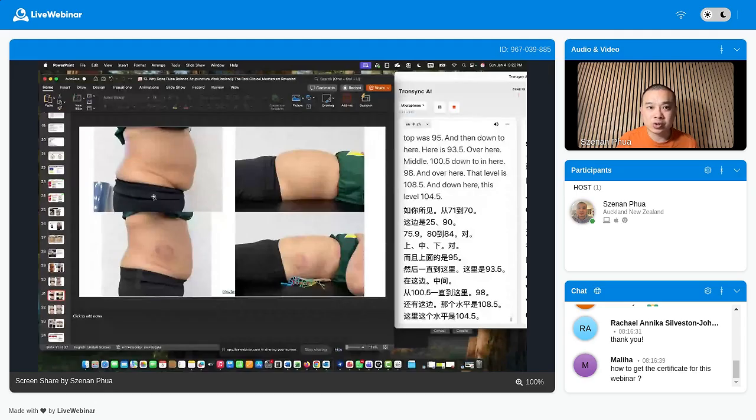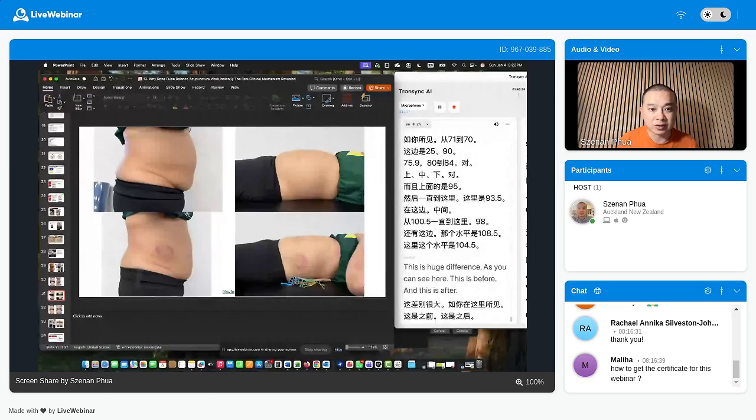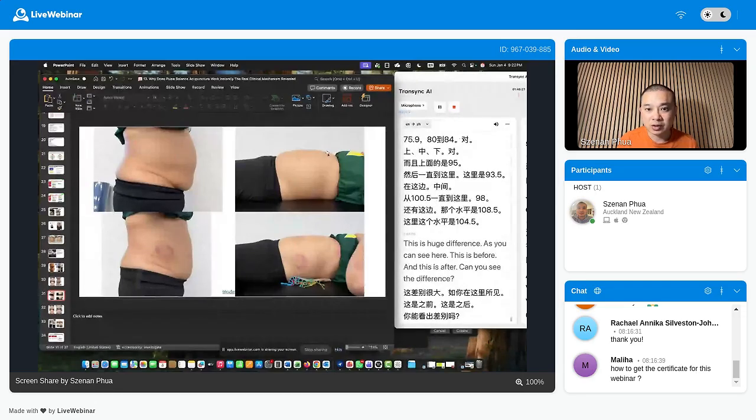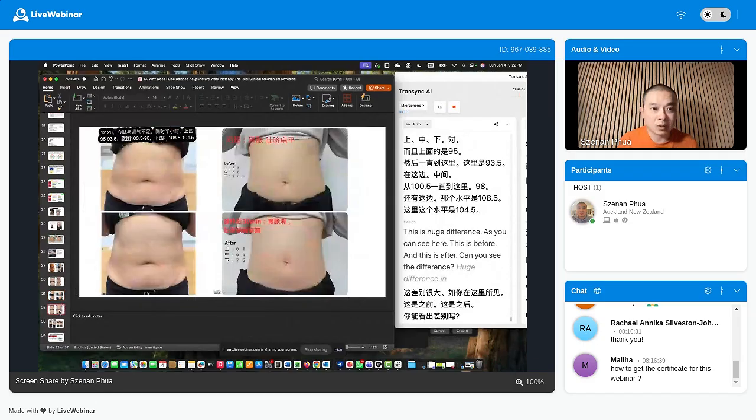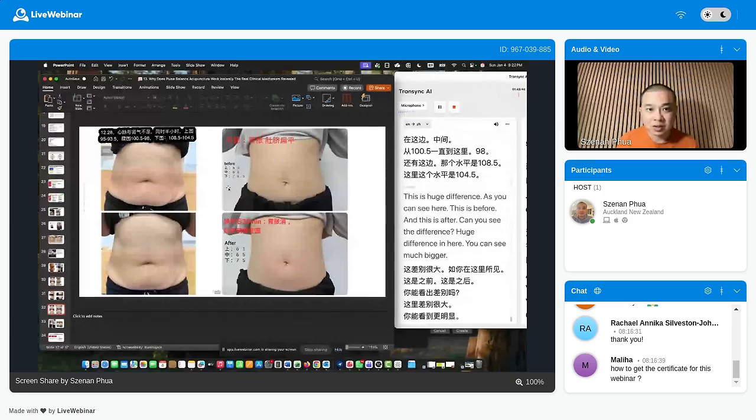This is a huge difference, as you can see here. This is before and this is after. Can you see the difference? Huge difference in here. You can see much bigger, smaller. And that's the same. This top 63, 61 on here. Navel level 68, 65 over here. 76.5 over this level, 75 over this level.